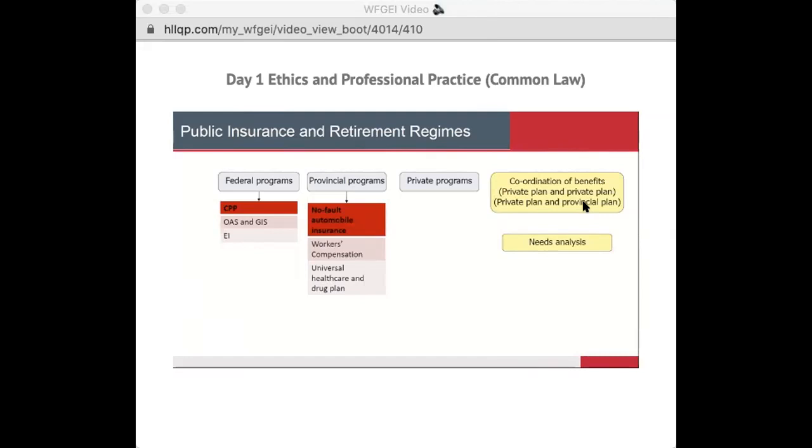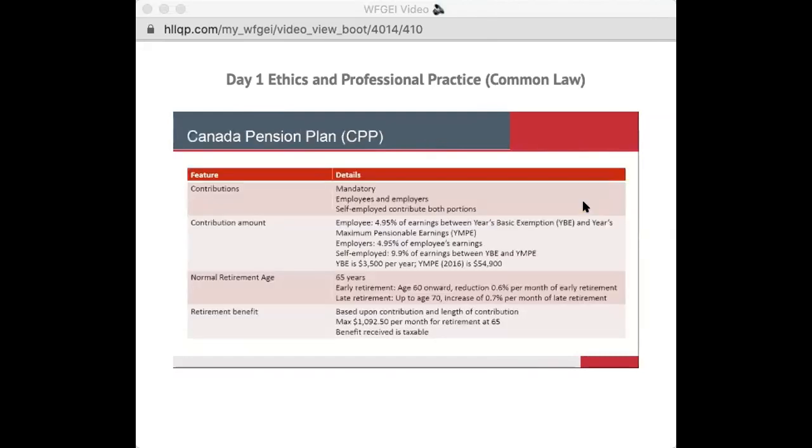Okay. So let's take a look at some of these a little more in depth. The first one is CPP. As I said before, it is a contributory plan. And so the end result is that from age 18 onwards, if you are working in Canada, you must contribute. So in other words, it is a mandatory contribution. You can't say, no, I don't want to participate. You must participate. And both the employer and the employee participate in this program. The self-employed person, of course, contributes both. Okay, so if you're a sole proprietor or self-employed, basically you contribute both the employer and employee portion.